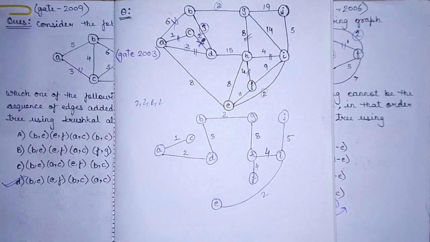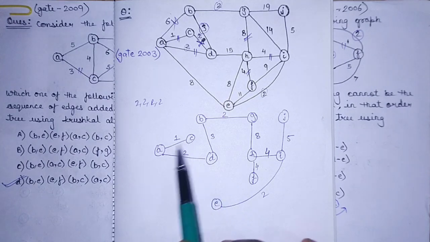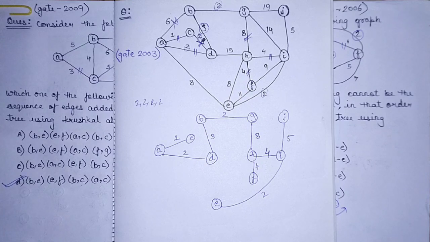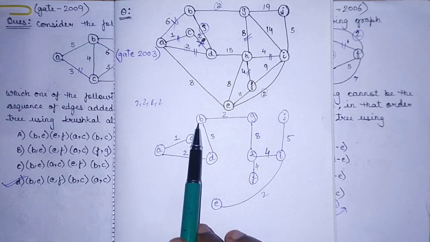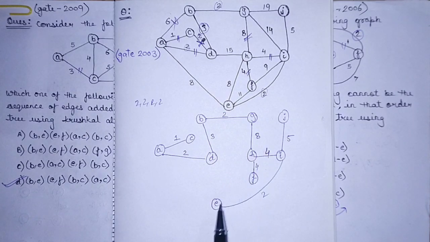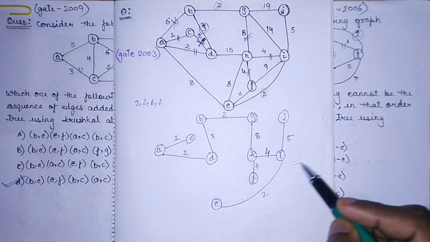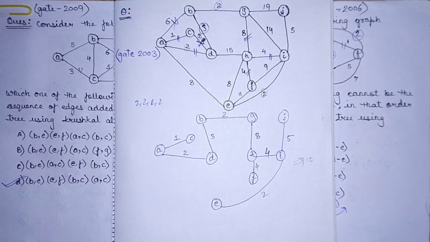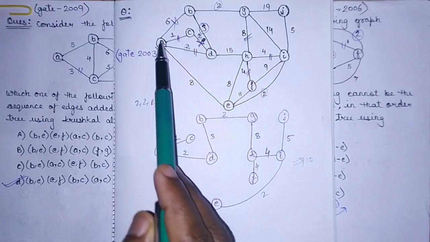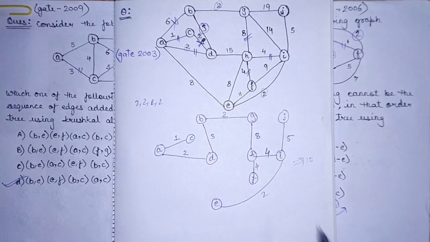And here you can also check whether more edges are required or not. How? If all the vertices have been covered, then there is no requirement of extra edges. You can see how many vertices I have: 1, 2, 3, 4, 5, 6, 7, 8, 9, 10. Here I have 10 vertices, and here also I have the same 10 vertices. That means we have covered all the vertices and no extra edge is required.